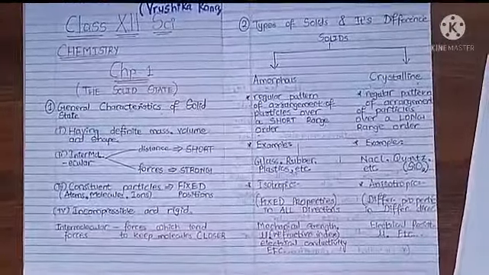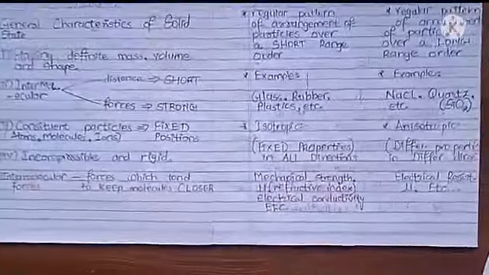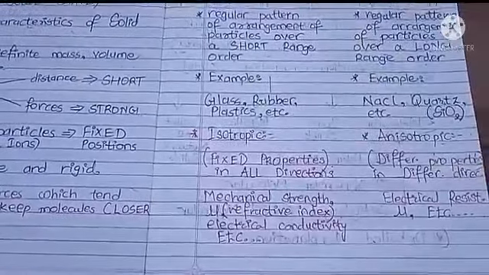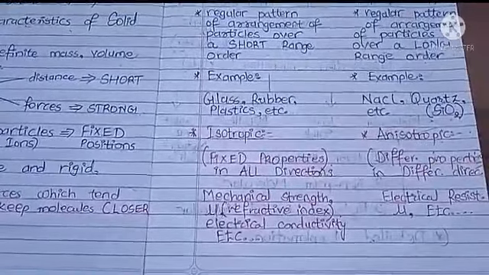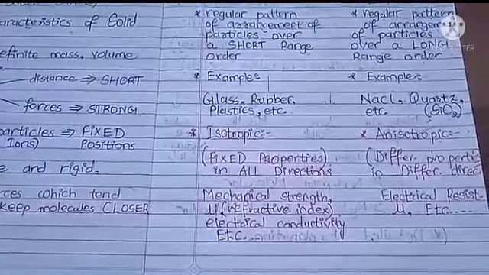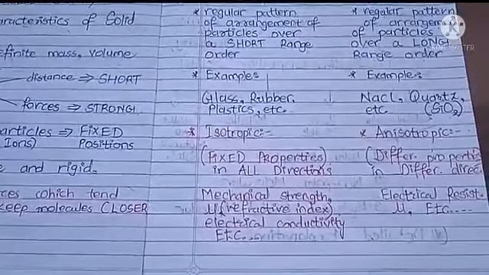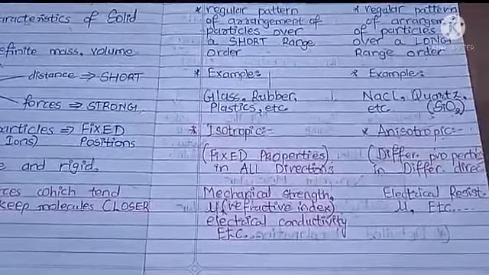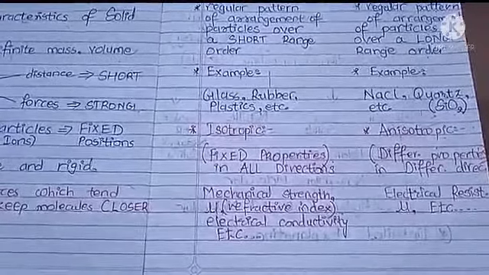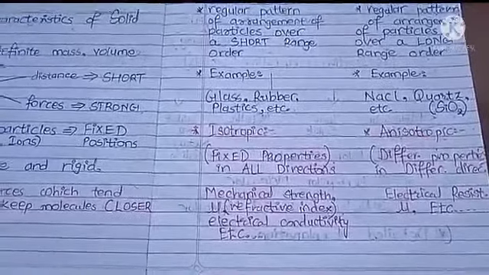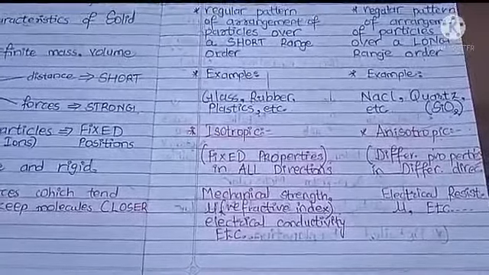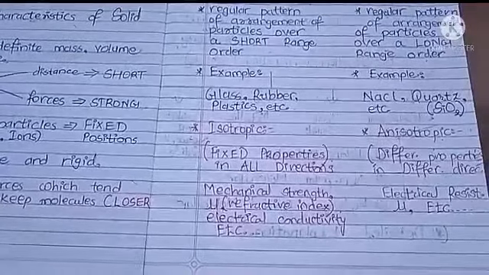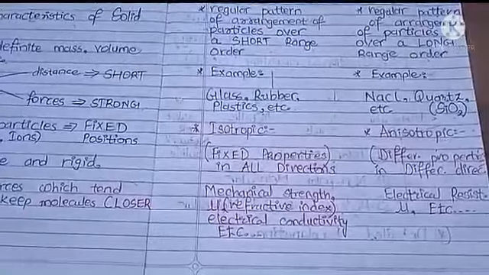Now we are going to see the most important thing, that is isotropic and anisotropic. Isotropic means it has fixed properties in all directions, right? Which properties? Fixed properties like mechanical strength, refractive index, electrical conductivity, etc. These are the properties which are fixed in all directions. Anisotropic is exactly the opposite of it. Anisotropic means different properties in different directions, right?